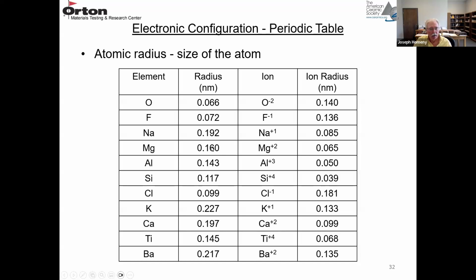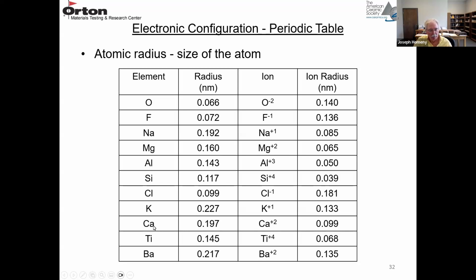Mg is 0.16 nanometers. And then when it loses 2 electrons, it becomes Mg plus 2. It decreases in size to 0.065.